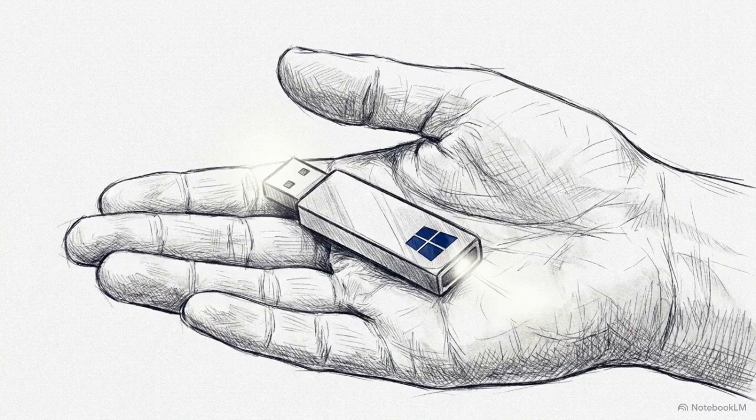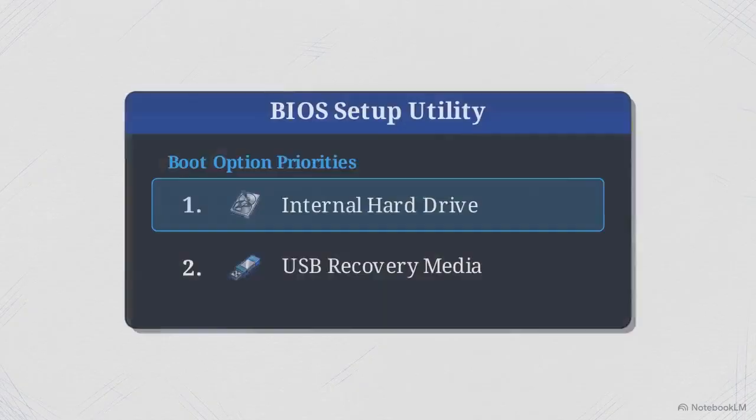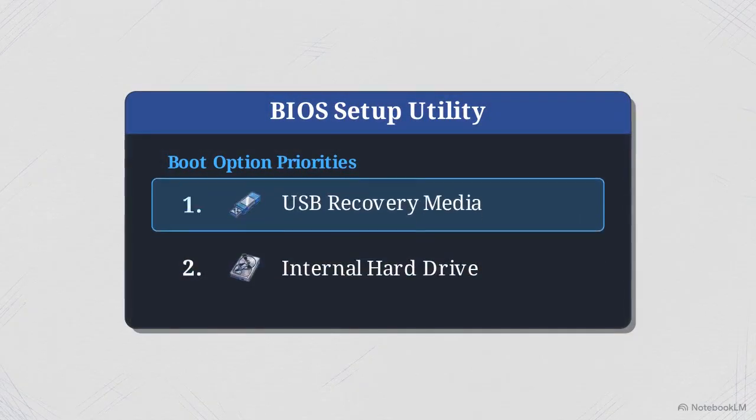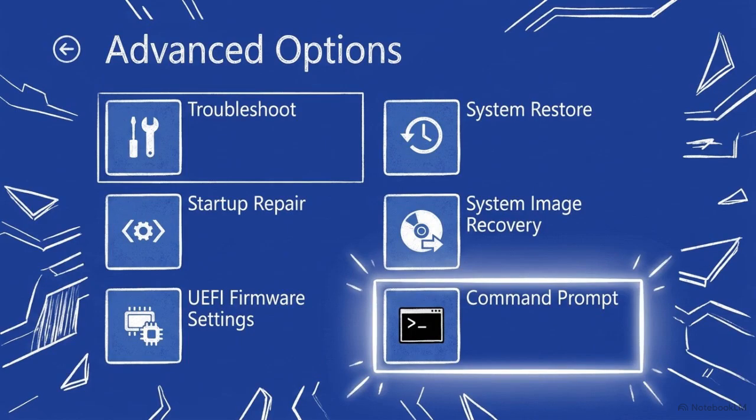To do that, you'll need a Windows installation USB drive. Plug it in, power on the computer, and enter your BIOS settings to make sure the system boots directly from that USB instead of your internal drive. This menu shows the Windows recovery environment. Once you bypass the initial setup screen and click Repair Your Computer, navigate through Troubleshoot to the Advanced Options menu. From there, select the command prompt.